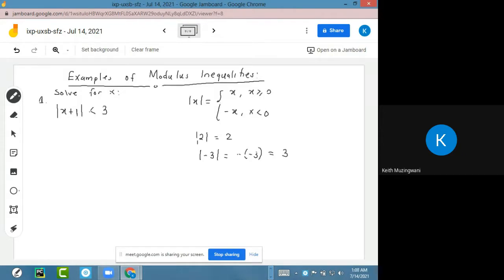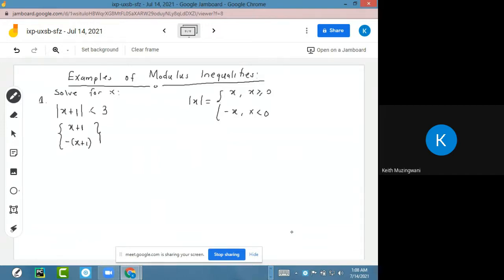So if you don't want to use the modulus, you can just multiply the number by a negative. Since it is negative, it will become positive. If a number is already positive, there's no need of the modulus and no need of multiplying it by a negative. Because of that, the modulus of x plus 1 is defined in 2 ways. It is x plus 1 or negative (x plus 1).